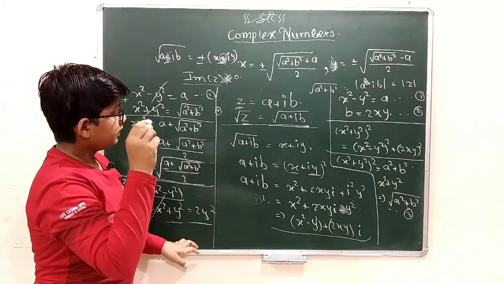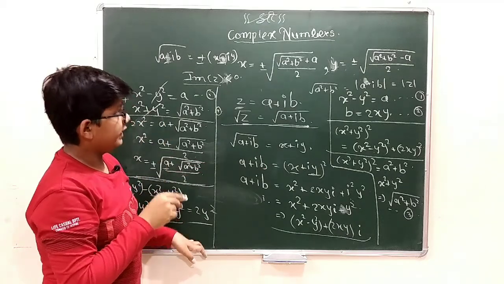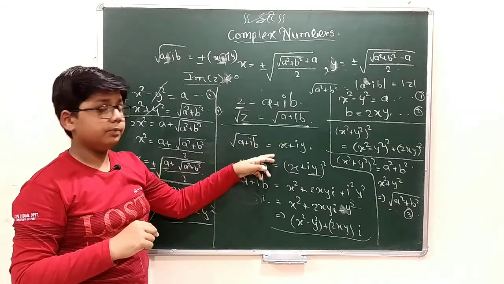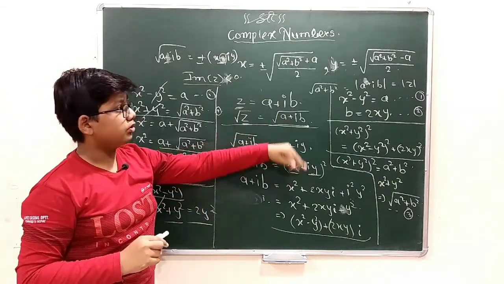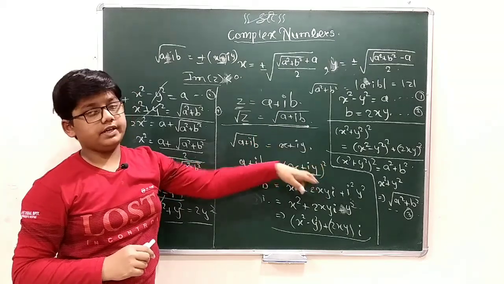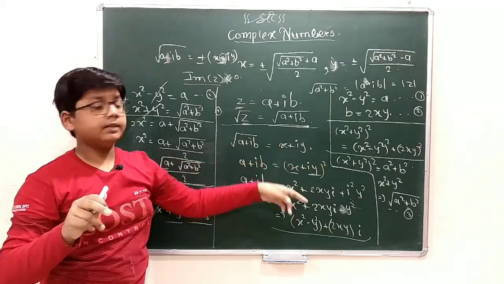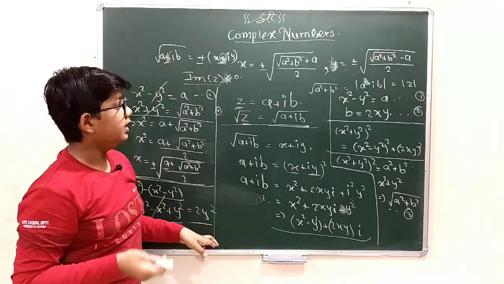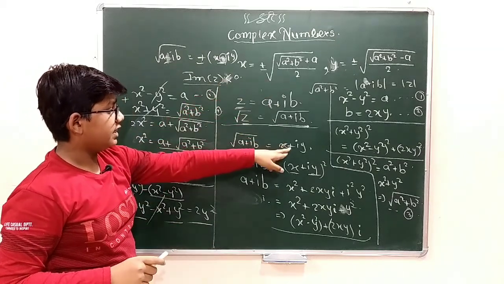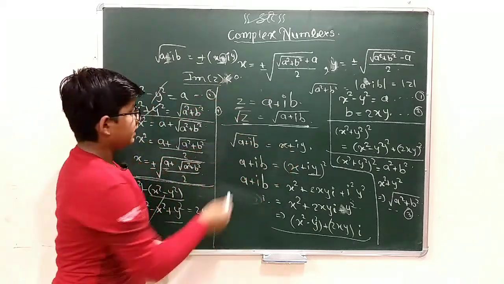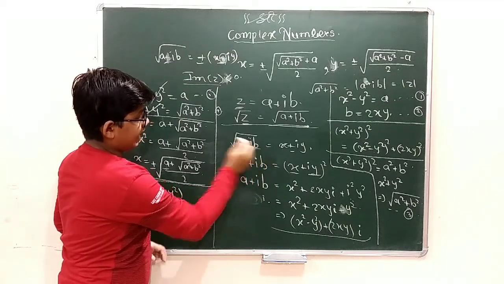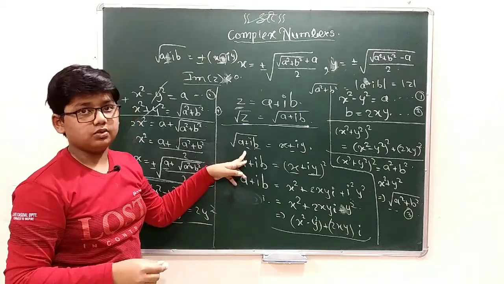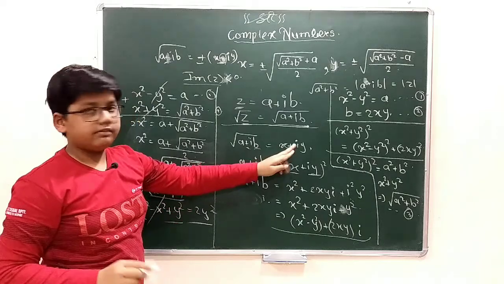plus or minus, in bracket, square root of (mod of z plus real part of z) upon 2, plus i into square root of (mod z minus real part of z) upon 2. Now there is a condition: if the imaginary part is positive, that is imaginary part is greater than 0, then the sign of the obtained answer x plus iy will be minus. If the imaginary part of z is lesser than 0, then it is negative. If it is positive, that is greater than 0, then this sign will be positive.